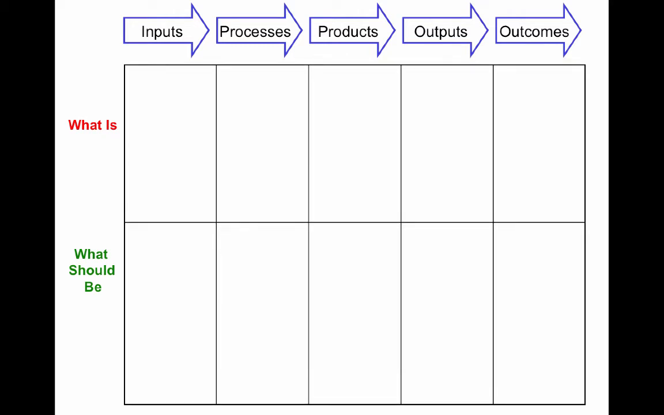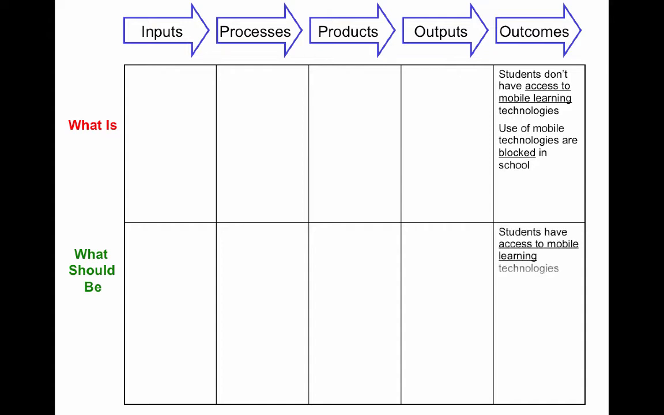Okay, let's look at a discrepancy chart that's poorly done. Outcomes. Students don't have access to mobile learning technologies, and the use of mobile technologies are blocked in schools. These don't really look like outcomes to me, nor do these in the what should be category. Do students really need mobile technologies to learn? No, those are probably means to an end. They certainly might make things better, and they might provide more access to students. But what is the real thing that we're looking for here?